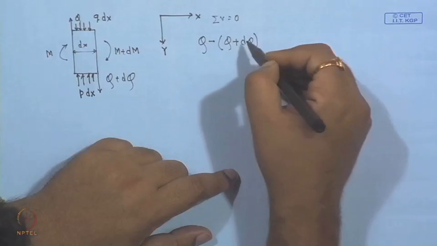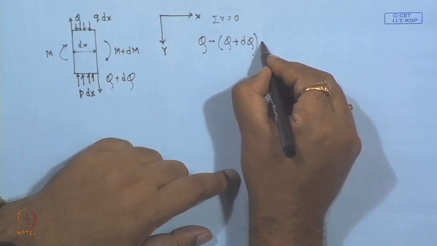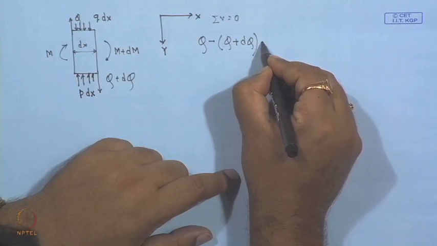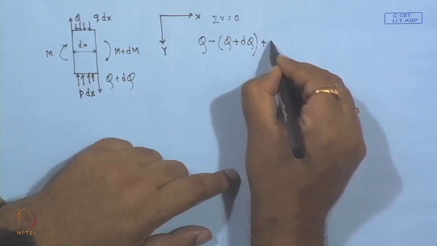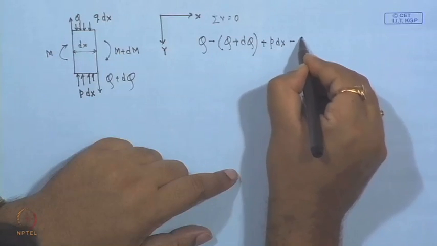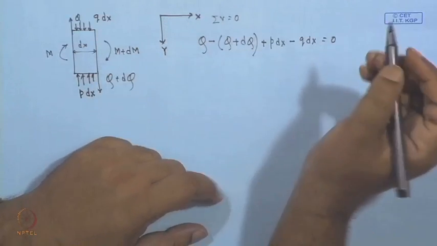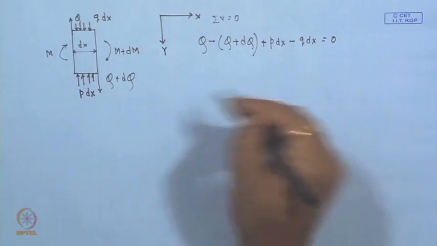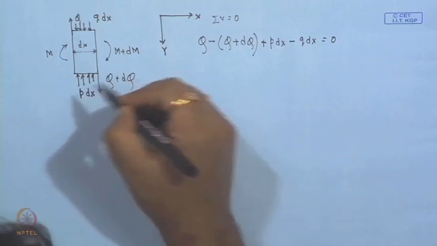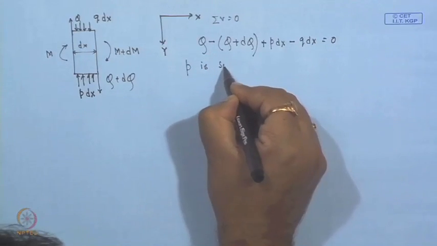So, q minus q plus dq plus, in the upward direction, p into dx, minus q into dx, that is equal to 0. Now, here p, small p, is the soil reaction.